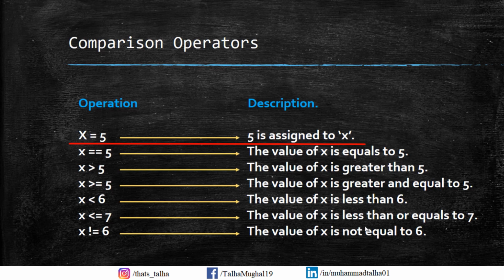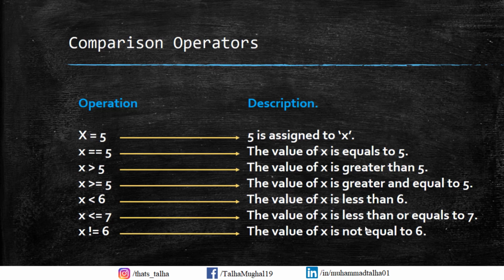Now x is equal to 5. Here equals is written a single time, so this means that 5 is being assigned to the variable x. But in the next line, x is equals to 5, because here we have two equals together. In the next line, we have x is greater than 5, and then we have x is greater than or equals to 5, which means that the value of x starts from 5 and goes all the way up.